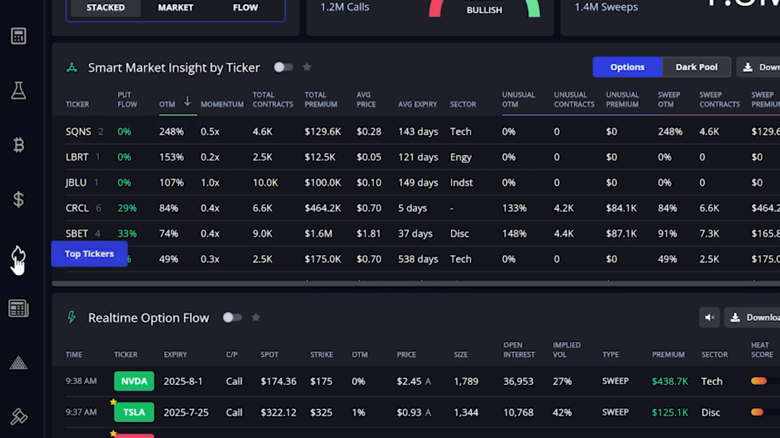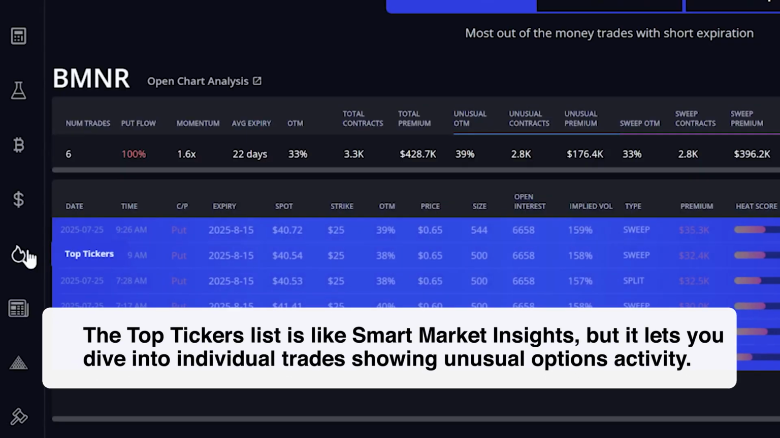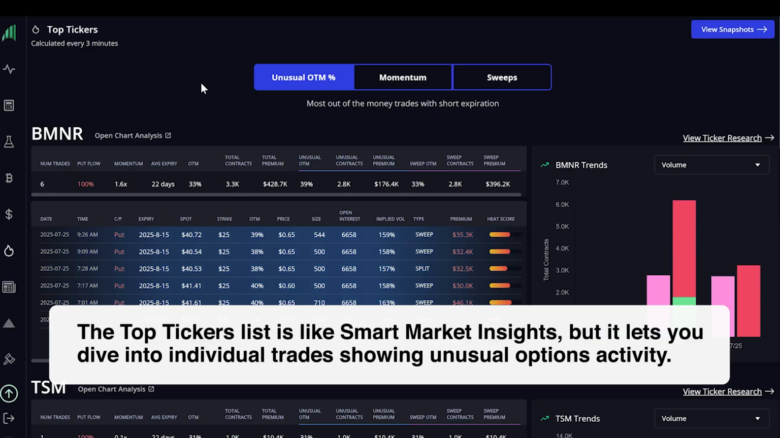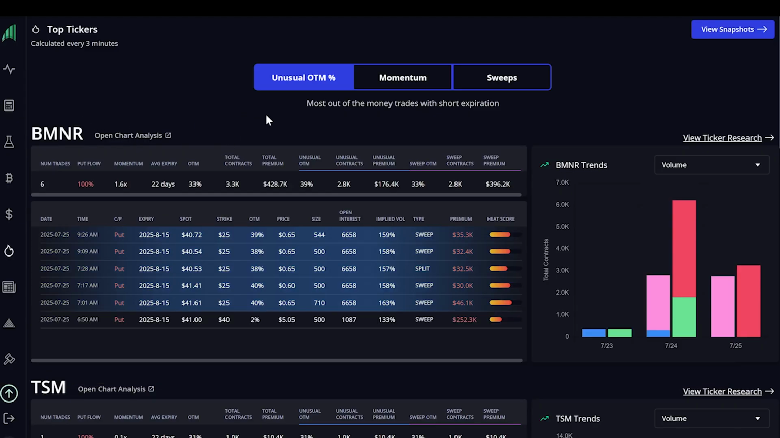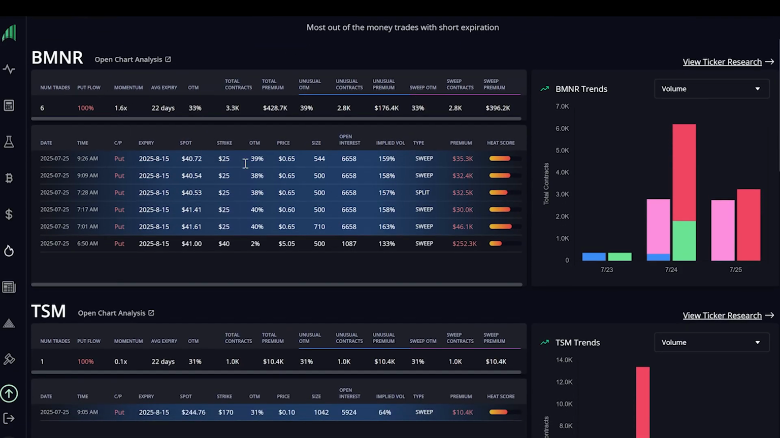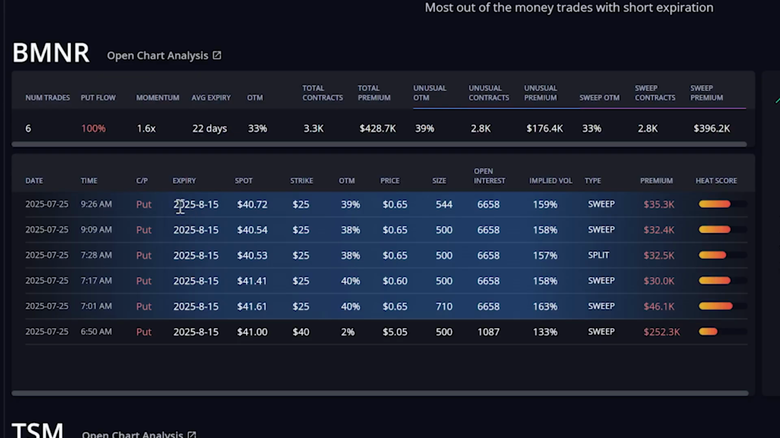The other feature with Insider Finance I want to show you is this top tickers list. This is similar to that Smart Market Insights list, but it allows you to dive into the individual trades for tickers that are experiencing unusual options order activity. So here we can see we're looking by unusual out of the money percentage, and you can see for these tickers, they tend to have a large number of big options trades that are being rated with a pretty high heat score by Insider Finance's algorithm.